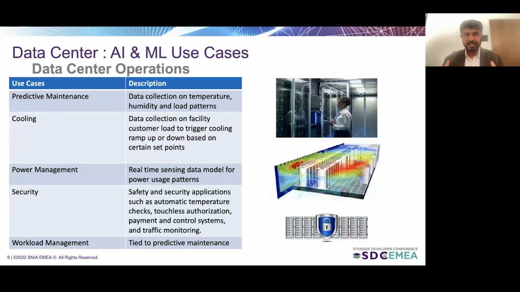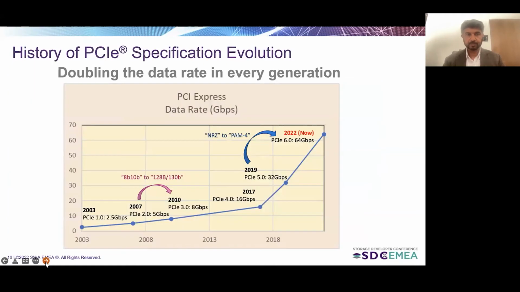So these unique data center operating use cases, which are AI and ML use cases, require a lot of network traffic, which requires a lot of real-time data. And PCIe 6.0, with its high data rate, plays a major role in supporting these use cases.